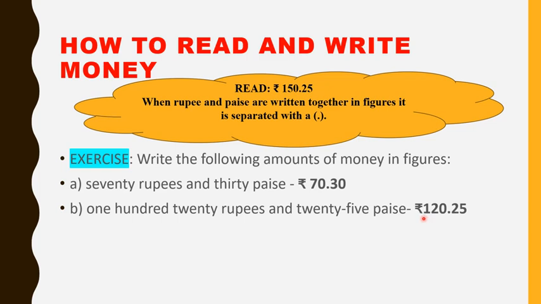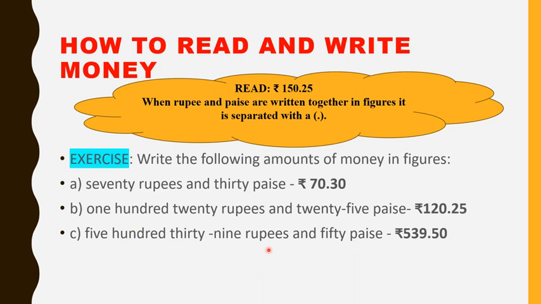In numbers, we are going to write the rupees symbol first, then 120, then a dot, then 25. The word paise will not be written because 25 is already in the paise place. This 25 is already expressing the paise value. So we will just write 120.25 rupees.